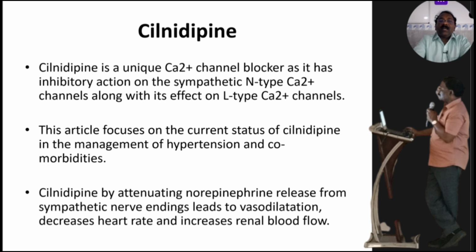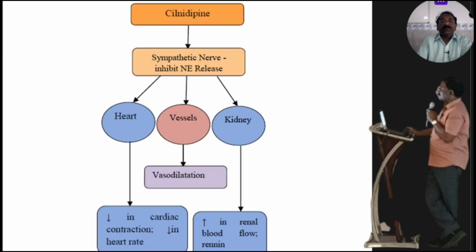This article focuses on the current status of cilnidipine in the management of hypertension and comorbidities. Cilnidipine, by reducing norepinephrine release from the sympathetic nerve endings, leads to vasodilatation, decreases the heart rate and increases the renal blood flow. So they act on the heart, vessels, and also the kidney. In the heart, they reduce cardiac contraction and reduce the heart rate. Unlike amlodipine, which increases the heart rate, cilnidipine will not increase the heart rate. That is the biggest advantage of cilnidipine. So that is heart friendly.